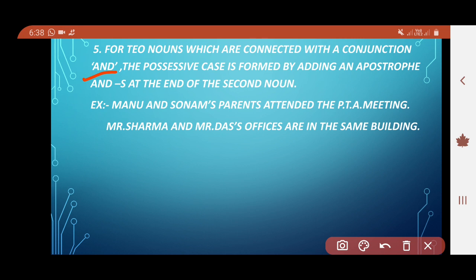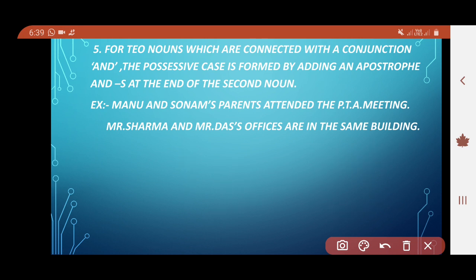Okay, for the nouns, that means there are 2 nouns. Remember, keep in mind 2 nouns, but they are connected in a sentence with the help of what? This conjunction and. They are connected with the help of a conjunction, that is and. So in that case, the possessive case is formed how? By adding an apostrophe, then s, but it will be at the end of the what? Second noun, not the first noun. Let us go with some examples.